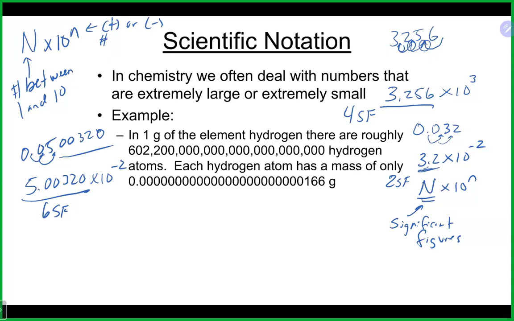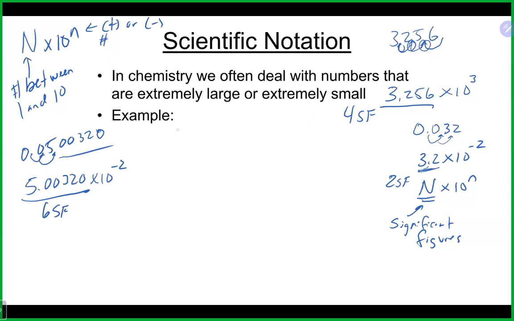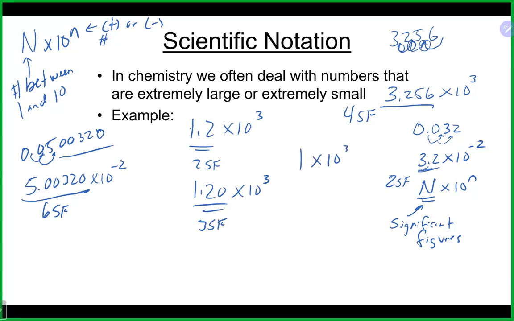Why is this a good way to do it? Because frankly, if I had a number like 1.2 times 10 to the 3, how many significant figures would that have? It would have 2 significant figures, the way it's written. Now, let's say I needed 3 significant figures. All I simply need to do is something like that. Now it has 3 significant figures. Let's say I needed 1 significant figure. I could just do something like this. Now it has 1 significant figure.